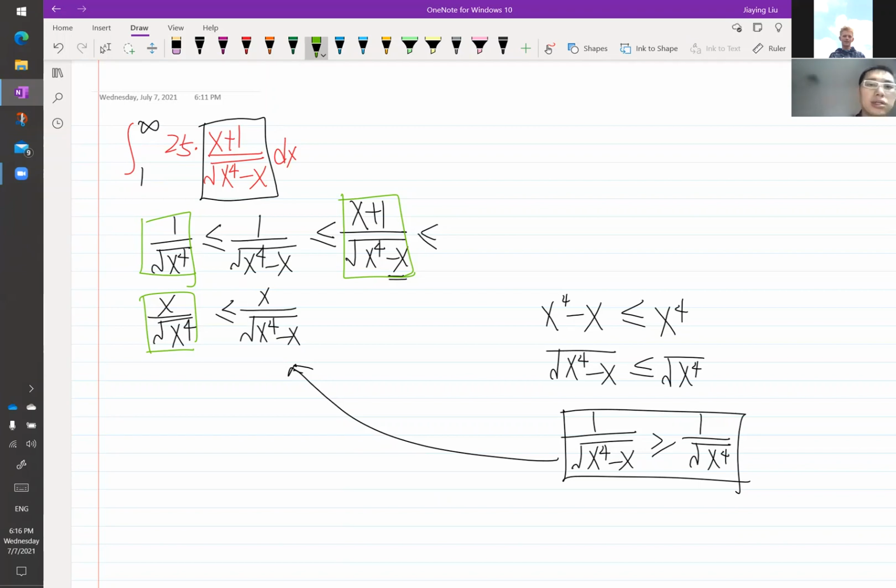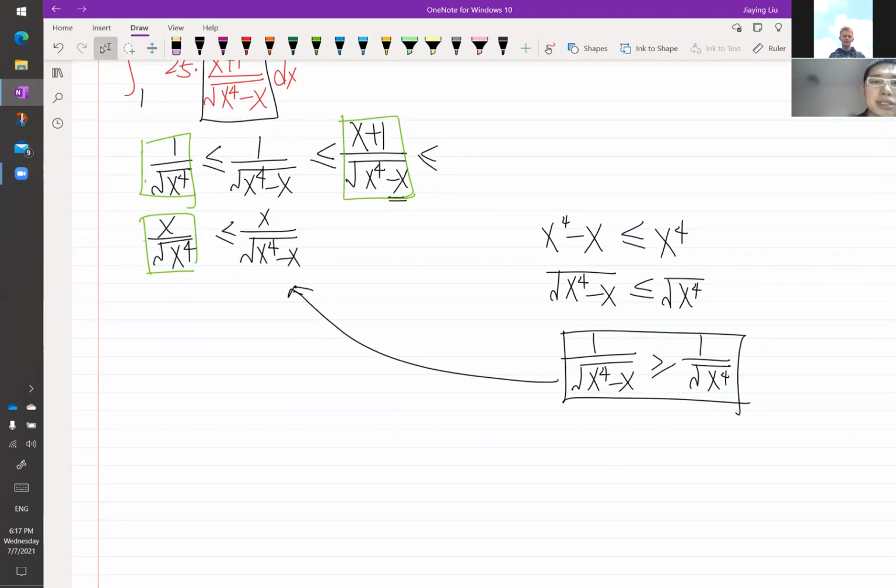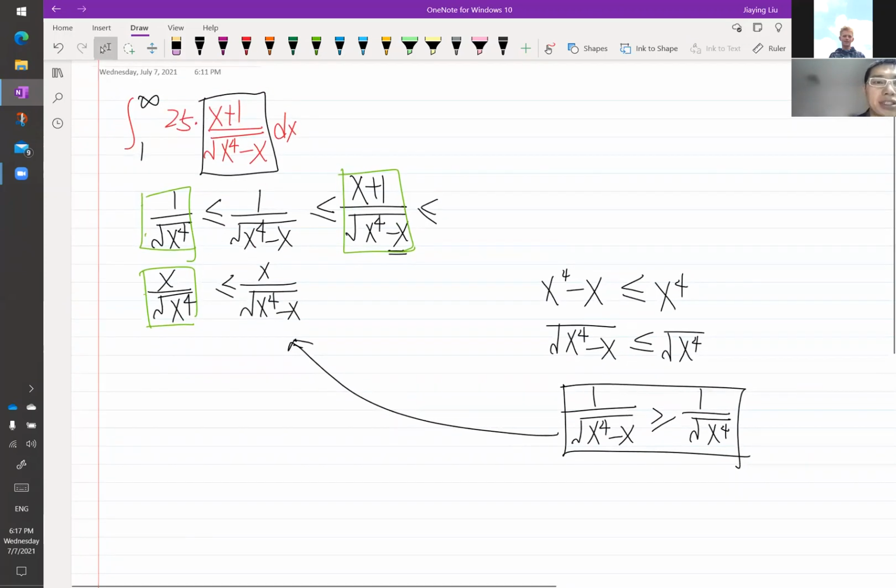Yes, that's correct. So you can try to integrate each one of these on the left and then see if you can make a conclusion about the original one. So let me just see which one is easier. Since x is bigger, why don't we just take the square root of x to the fourth? So this is basically 1 over x squared. This one is x over x squared, which is just 1 over x, right?